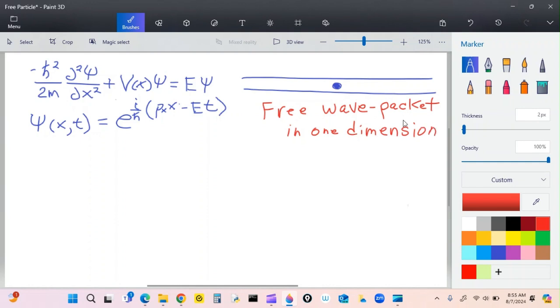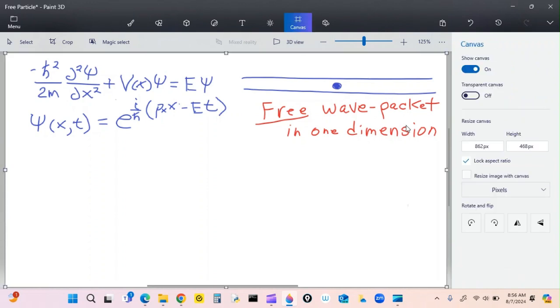If that's the case, and it's a free wave packet, then that means there are no forces acting on it. If there are no forces acting on it, then it has no potential energy. So let's think of it this way. This is like Newton's first law, which says that if it's in motion, it's going to remain in motion in this x dimension, either going right or left. Can go right or left.